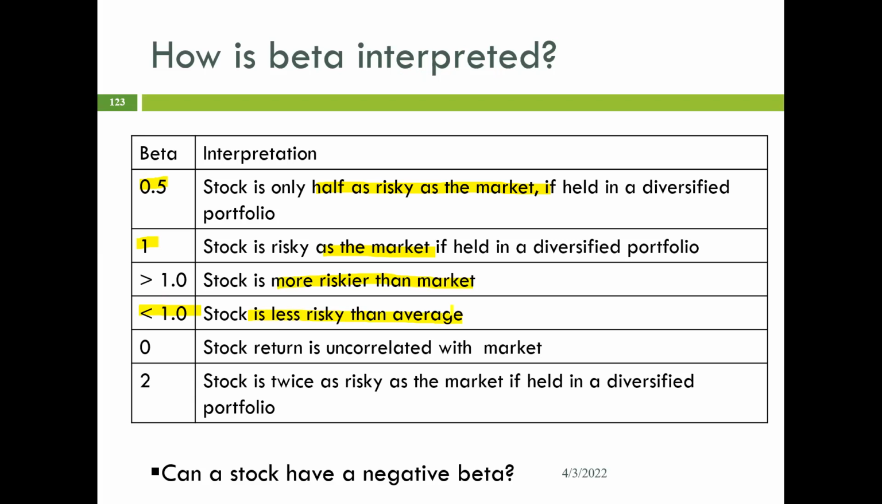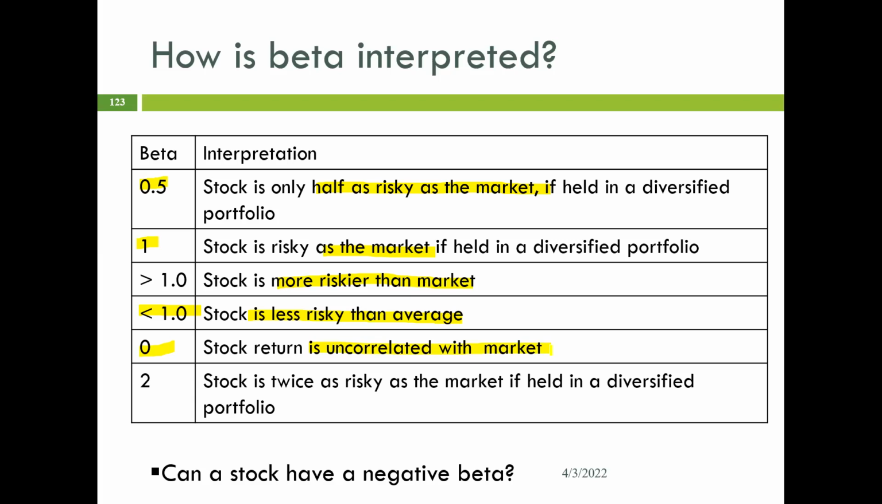If it is 0, stock returns are uncorrelated with the market. Beta can also be 0. Beta being 0 means you can't interpret the stock's systematic risk as related to the market. Uncorrelated. So once the market return goes up, we can't say what happens to this particular stock.